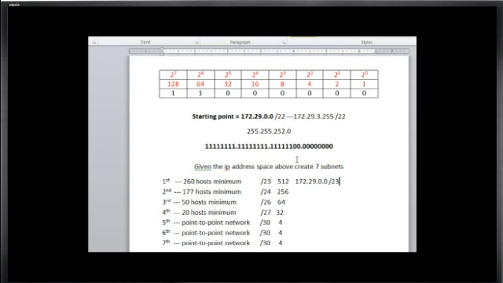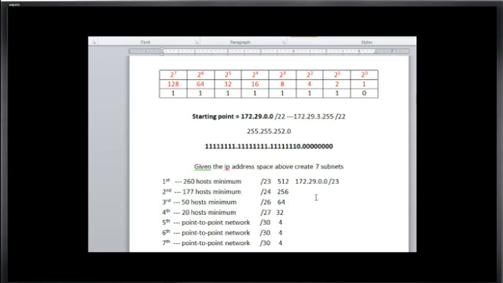Okay, /23 is 23 ones, and if we plug that in our calculator, the third octet, the last borrowed bit is the 7th place. So plug that in here, and we see that in a /23 scenario, the last one is in the 2's place. That's in the 2's place. So that means the networks go up by 2.